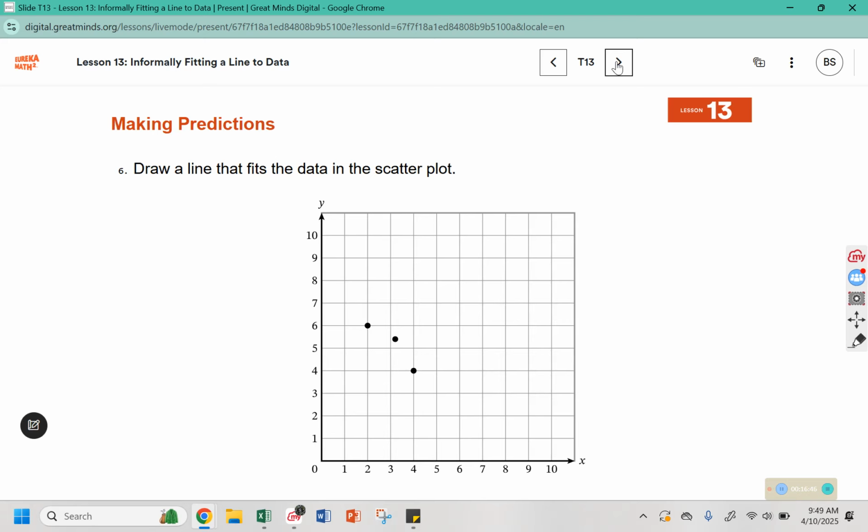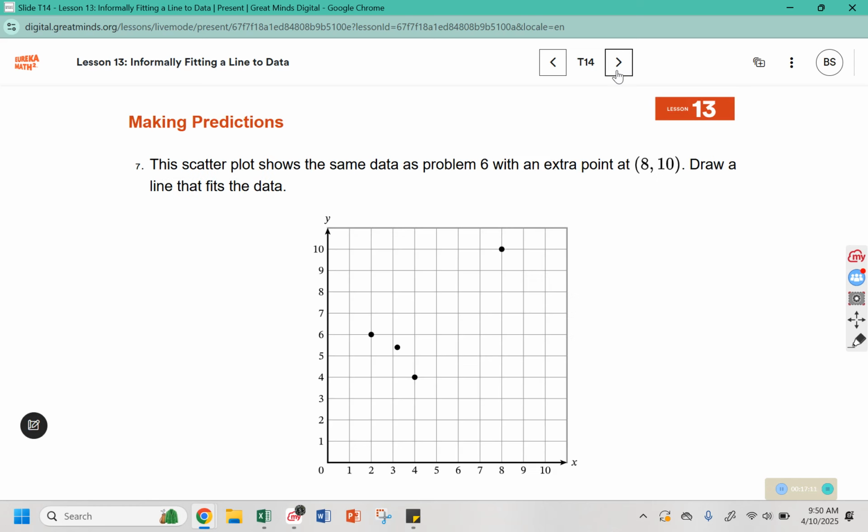Six, draw a line that fits the data in the scatter plot. We want it to be close to as many points as possible. Seven, the scatter plot shows the same data as problem 6 with an extra point at 8, 10. Draw a line that fits the data. Okay, so now we have a point that's going to create a line going this direction.